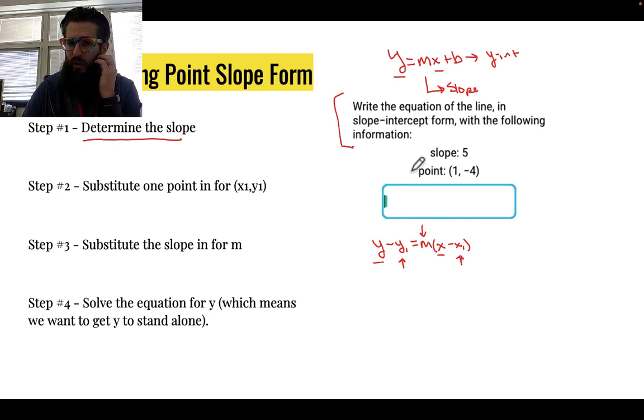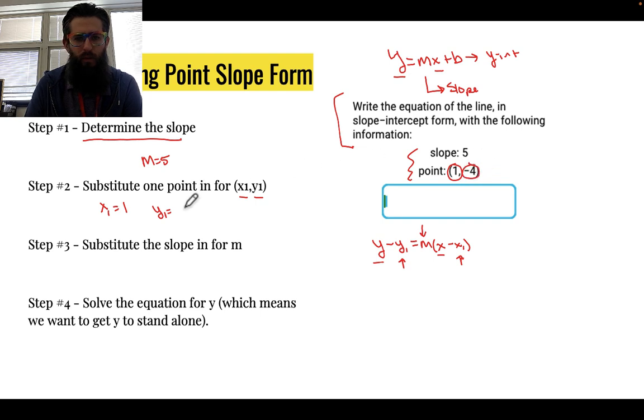So in this case, we want to determine the slope. Based off of the question prompt, they tell us the slope is equal to 5. The next thing we want to do is figure out what our x1 and our y1 are. x1 is actually the x-coordinate of the given point, so x1 is going to be 1, and then y1 is going to be the y-coordinate of the given point. So that's negative 4.